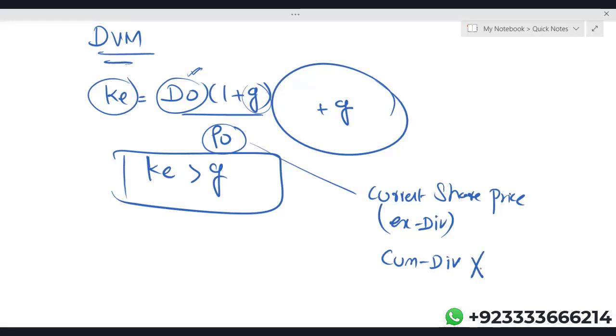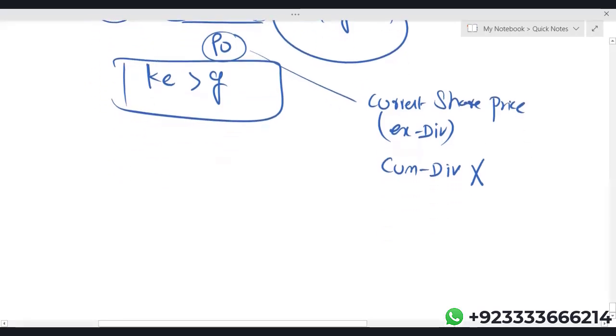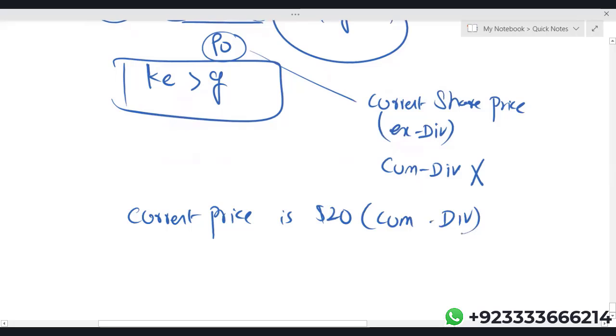There are two ways to give you the cum div. Number one, nothing is mentioned. We will always assume the given share price is excluding dividend. For the cum dividend, the examiner is going to write cum dividend. Let me give you the two ways in which the examiner writes this. For example, the examiner says the current share price is $20 and in the bracket it says cum div. So we know that it is cumulative of dividend. It includes the dividend.